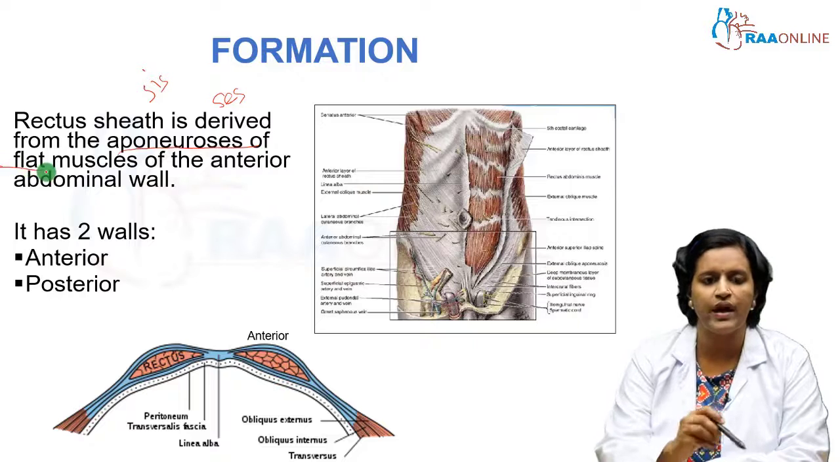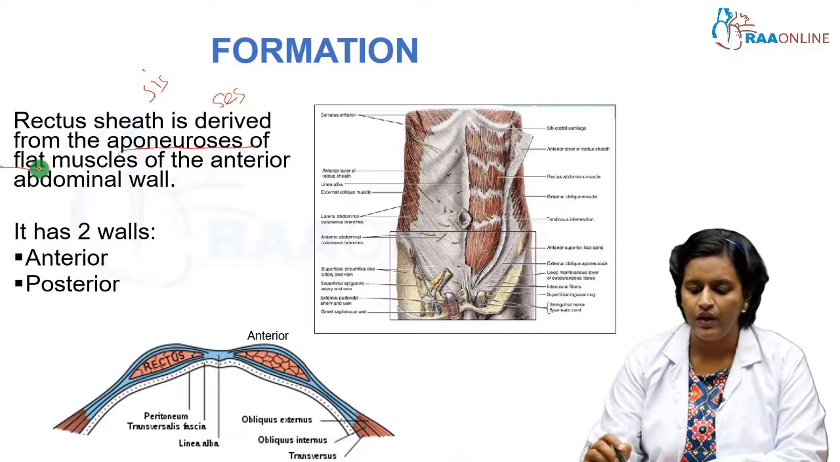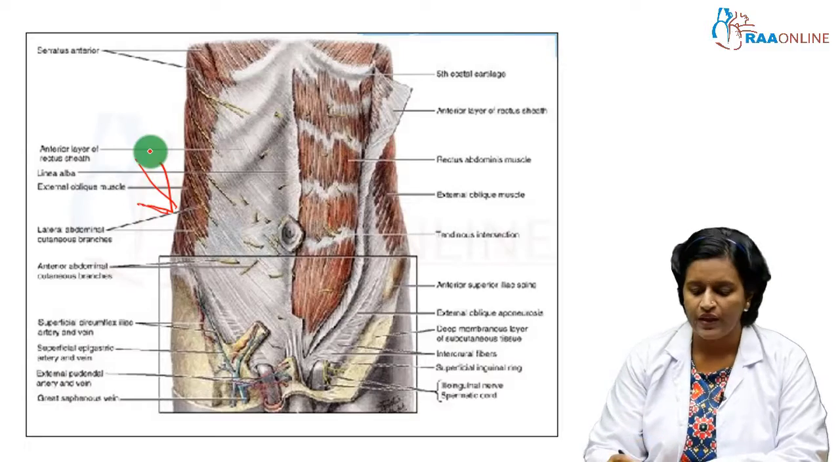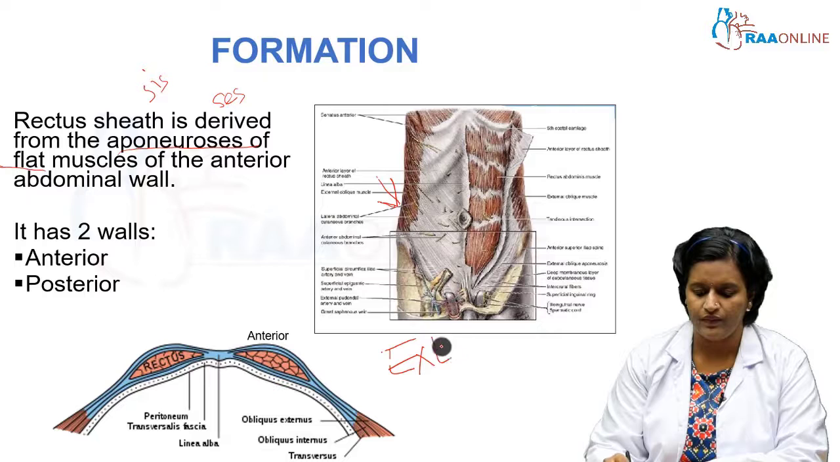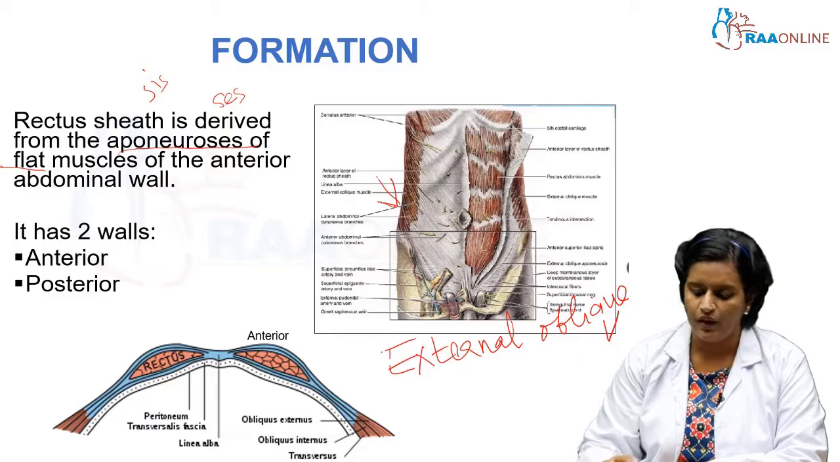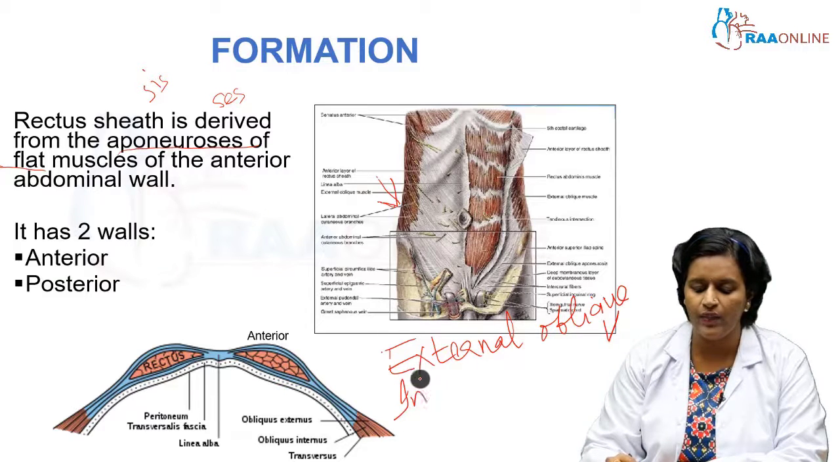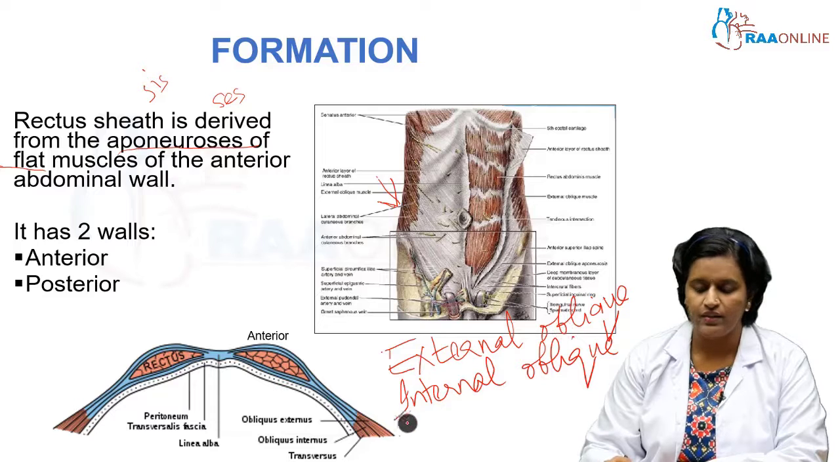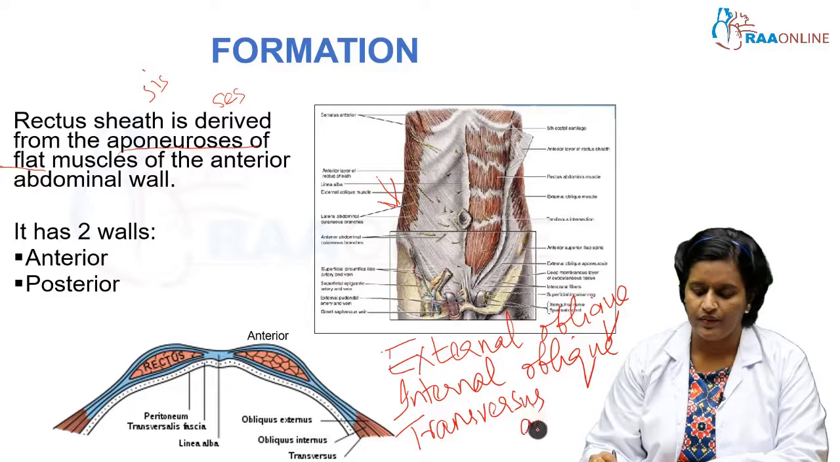So, which are the flat muscles of the anterior abdominal wall? Yes, they are 3 in number. The outermost one, which is directed downwards, forwards and medially, is external oblique abdominis. Then inner to the external oblique is internal oblique abdominis. And further inside, the deepest of these three is transversus abdominis. So, these are the 3 flat muscles of the anterior abdominal wall.